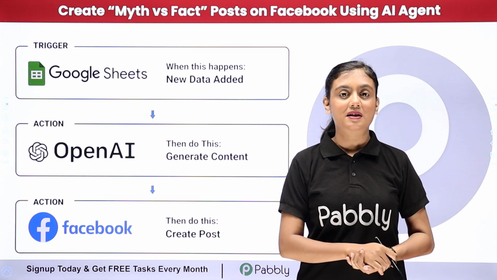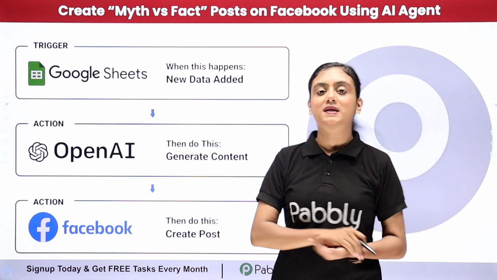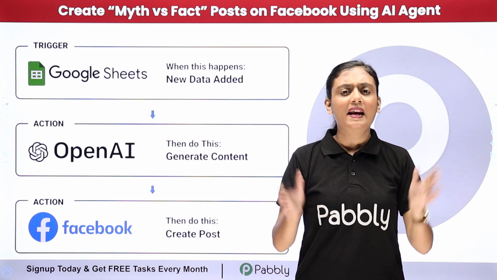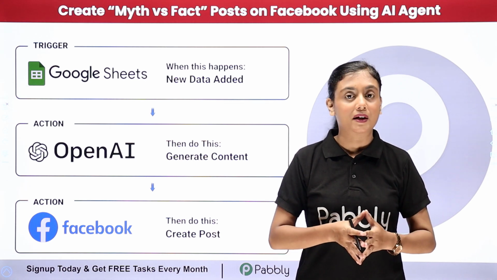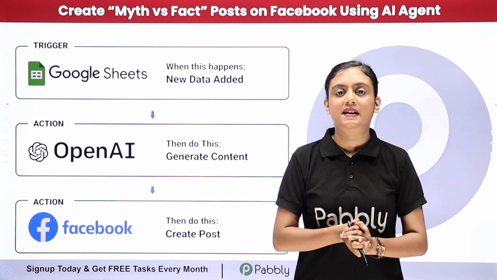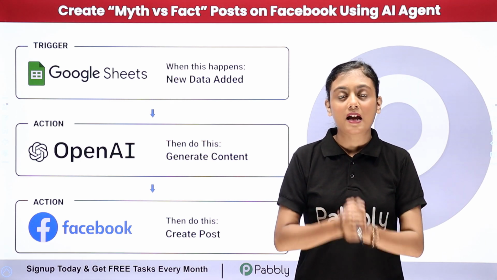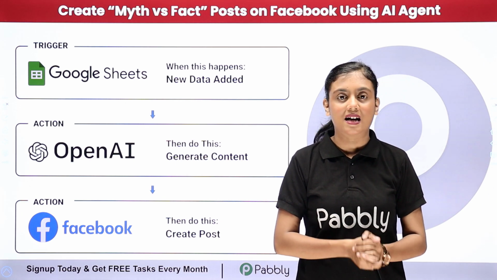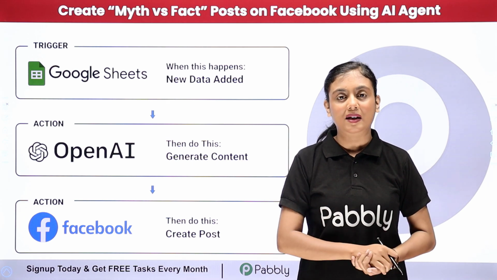In this video we're going to learn how to create a myth versus fact post on Facebook using an AI agent. So I'm an owner of a health and wellness business and I have to post myth versus fact posts on my Facebook regularly to create more audience engagement towards my brand. Now, creating these posts every time manually and posting them is a very time consuming and hectic task. So to solve this problem, I have created an AI agent using Pabbly Connect.